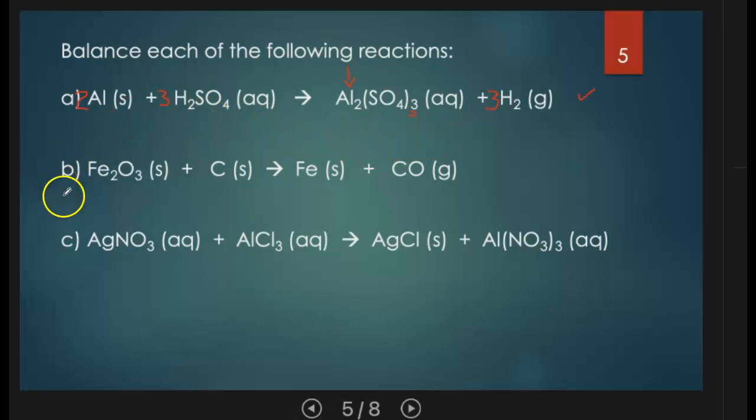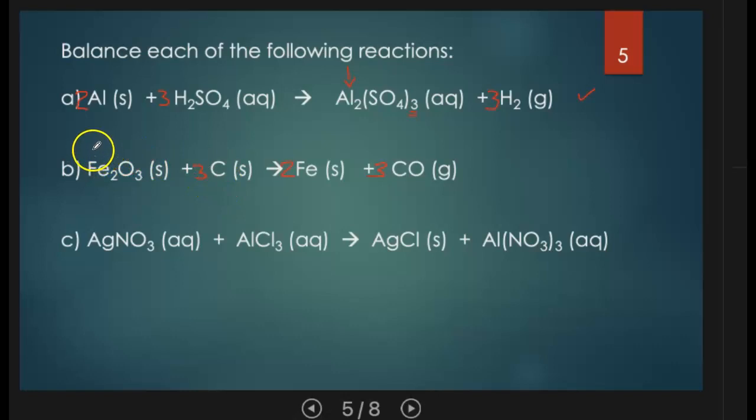All right, moving on to part B. We have Fe2O3 plus carbon goes to Fe solid plus CO gas. So right away I see I have 2 irons here, which means I should be able to just throw a 2 right there. But I'm going to probably get myself into some trouble here because that's going to be 3 oxygens. I'm going to throw a 3 here. It's going to be my 3 oxygens, but generate 3 carbons. And then I'll get 3 carbons there.